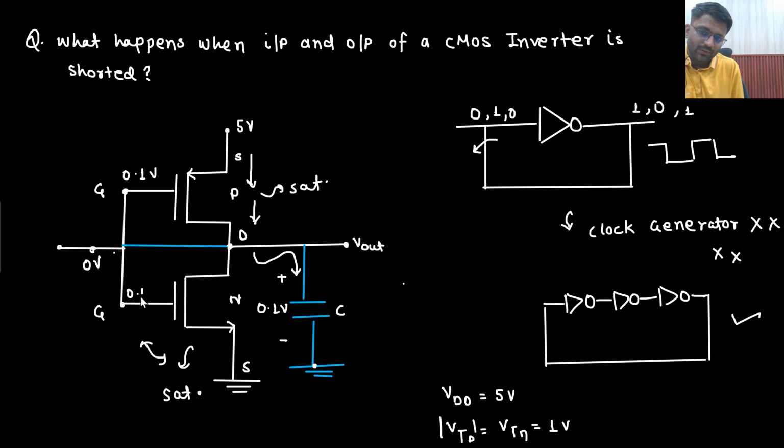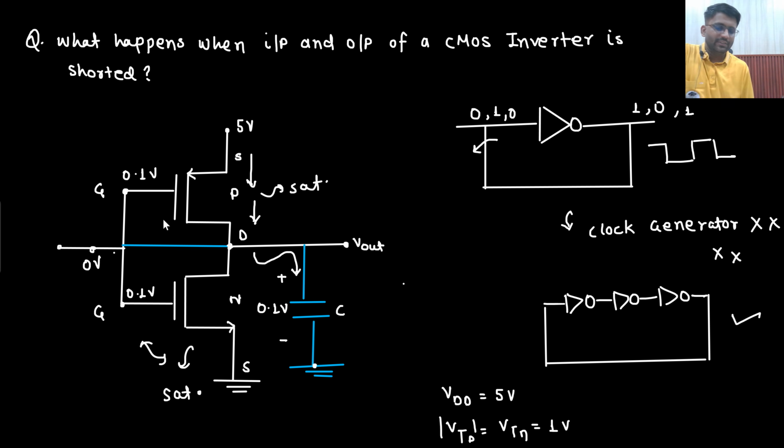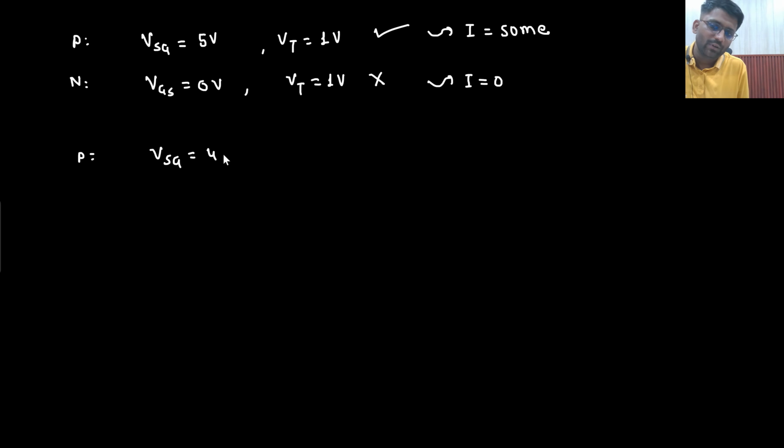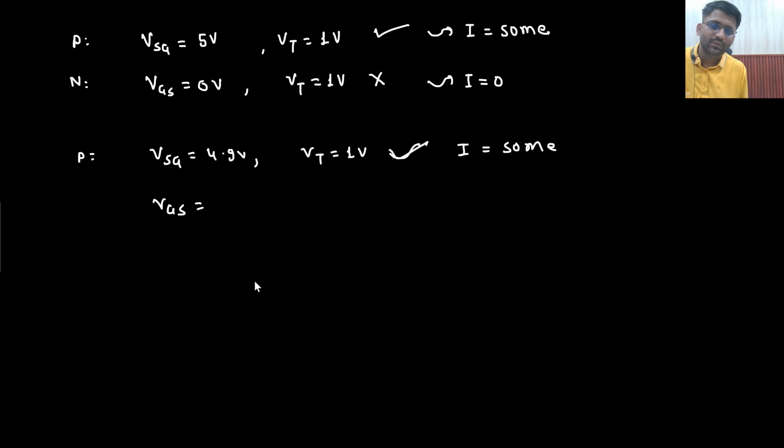Now what is the scenario? For PMOS, what will be the VSG value? 5 minus 0.1, so VSG value will be 4.9 volt. What will be the VT value? 1 volt. Saturation region, some current would be driven. What about the VGS value? VGS has become 0.1 volt. VT value is 1 volt. No current. Current is 0.